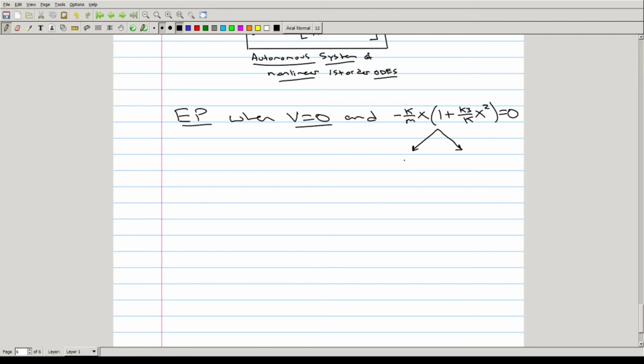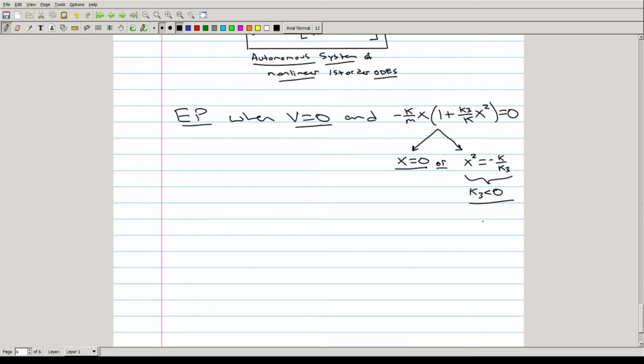This has a solution x is equal to 0, or when x squared is equal to negative k over k3. Which you may say might not be possible, but it actually is possible to have this equation satisfied. k is always going to be positive, so this will only be satisfied if k3 is negative.